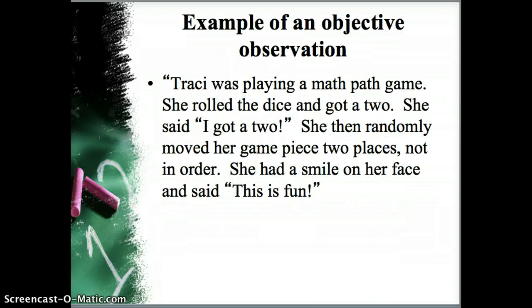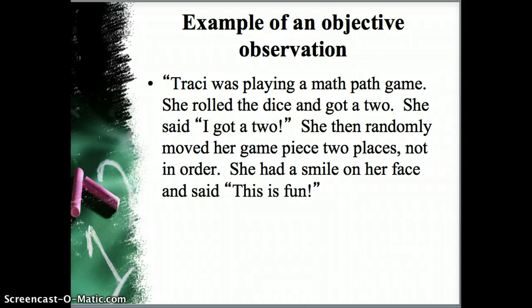So let's look at the observation of Tracy playing the math game. Written objectively, it might sound something like this. Tracy was playing a math path game. She rolled the dice and got 2. She said, "I got 2." She then randomly moved her game pieces 2 places, not in order. She had a smile on her face and said, "This is fun."